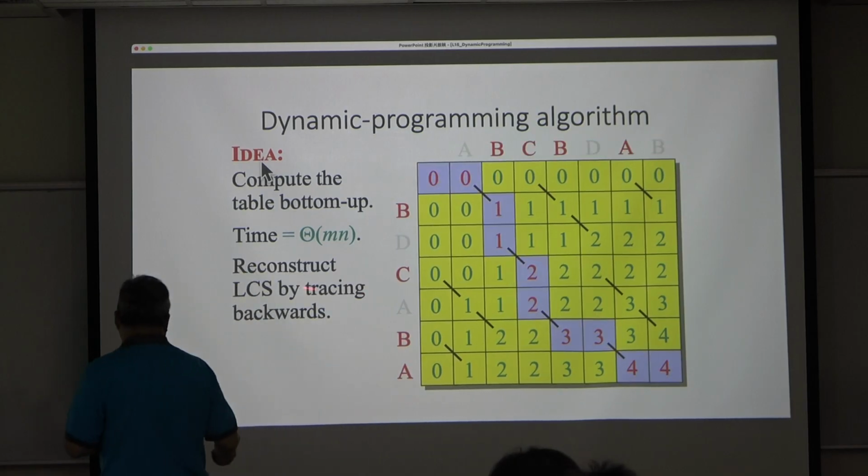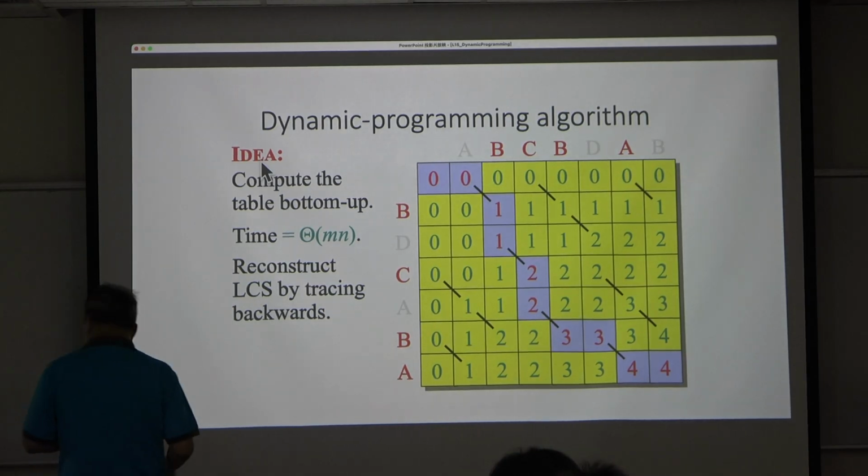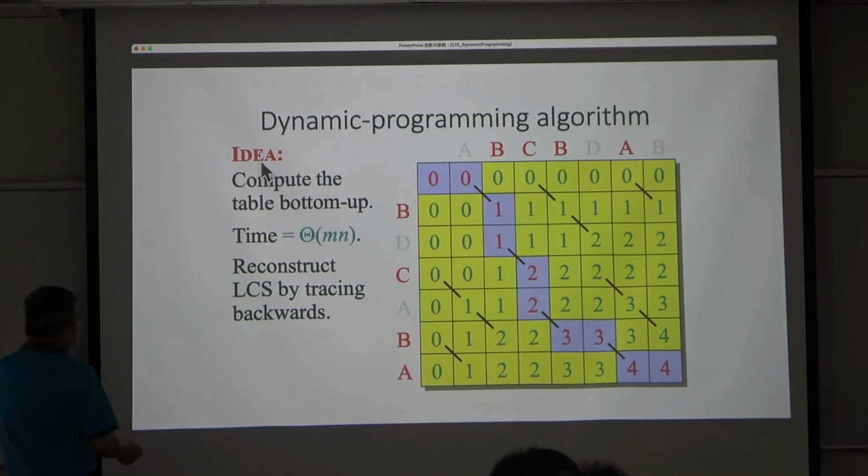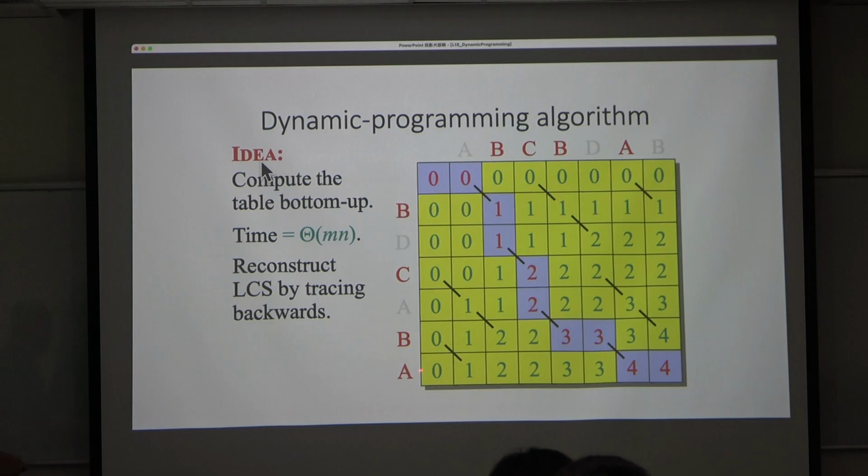So reconstruct LCS by tracing backward. This BCBA is one of them, but it's not necessarily the only one. There are a lot of possible longest common subsequences out there.